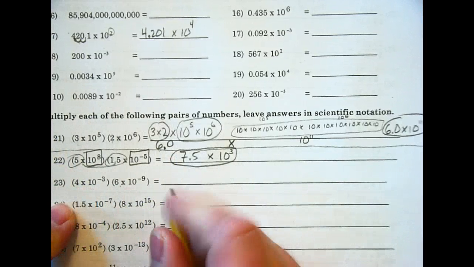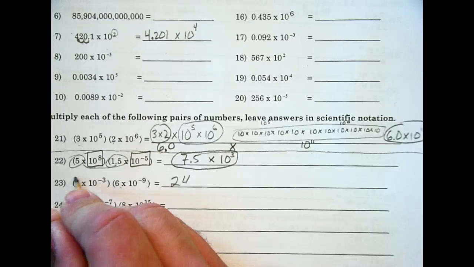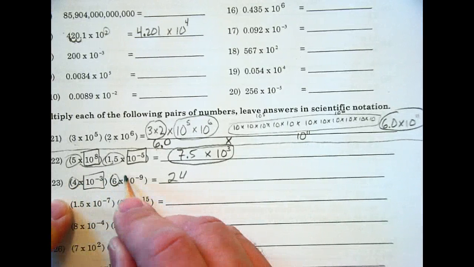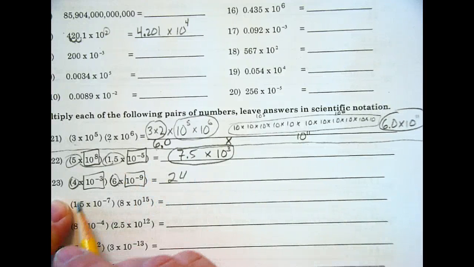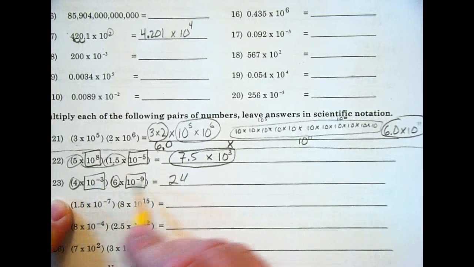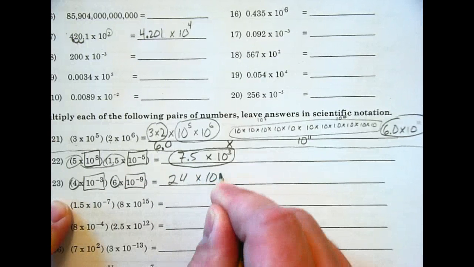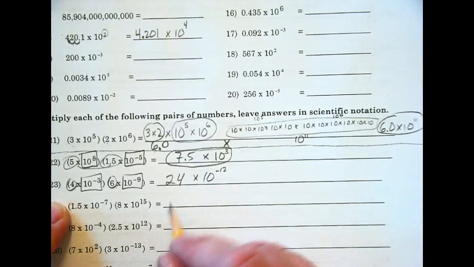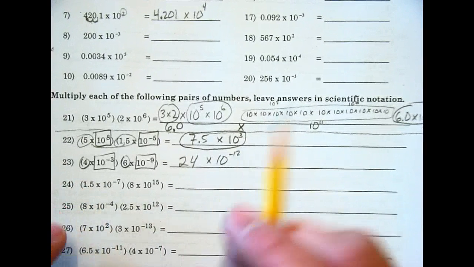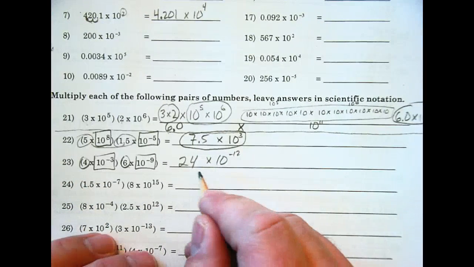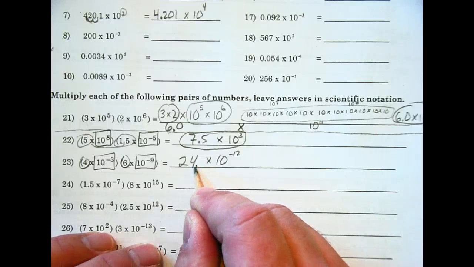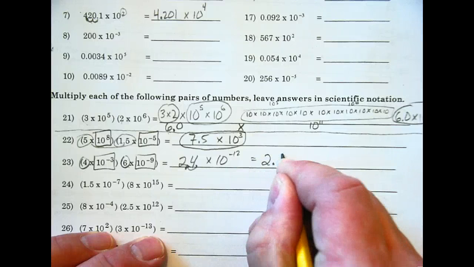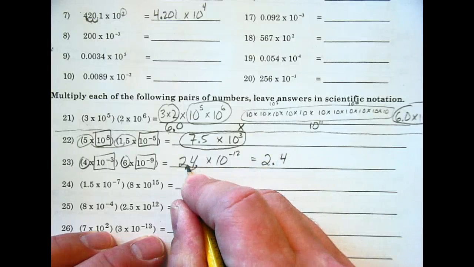Okay, guys, check out number 23, and then we'll move on to the next page. Most of you get the 24, the 6 times 4. And then 10 to the negative third and 10 to the negative 9. That's 10 to the negative 12. Okay? Is this scientific notation? No. Why not? It needs to be 2.4. Good. So the decimal's here. We've got to move it over. It's got to be 2.4.